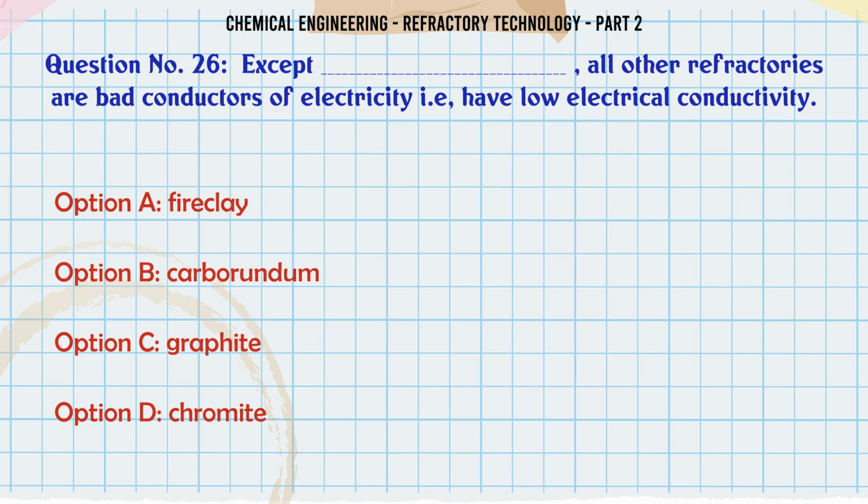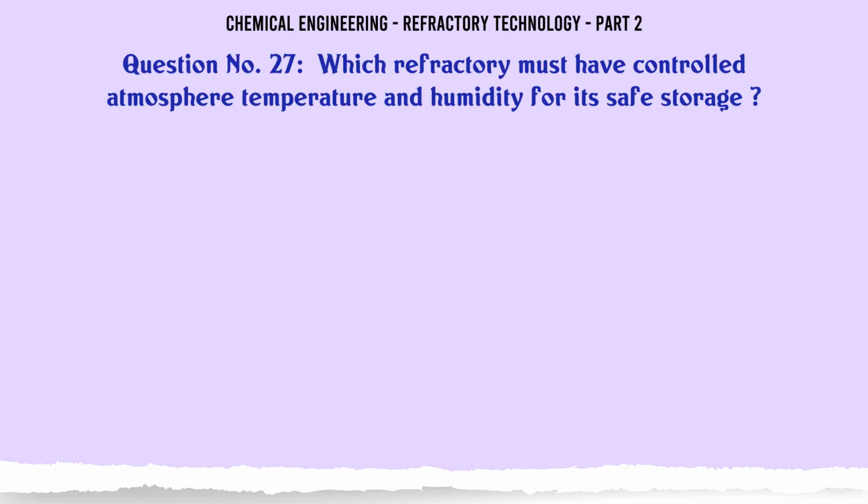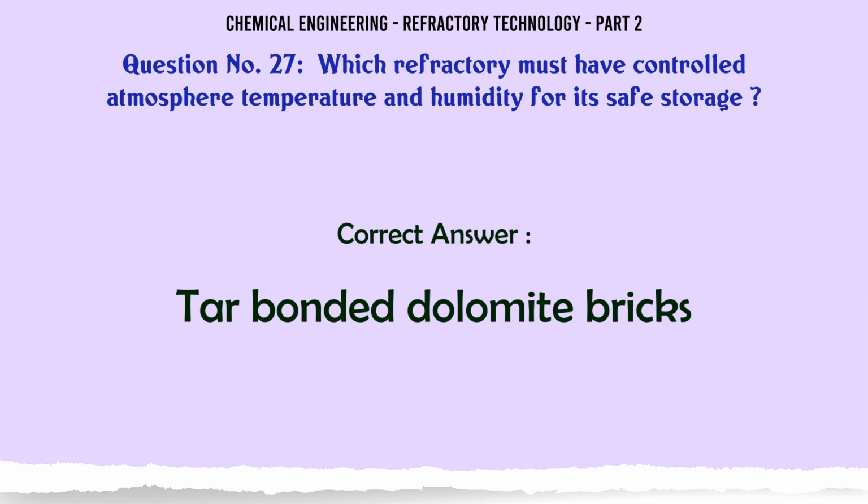Carborundum. C. graphite. D. chromite. The correct answer is graphite. Which refractory must have controlled atmosphere temperature and humidity for its safe storage? A. tar-bonded dolomite bricks. B. fireclay bricks. C. mullite bricks. D. magnesite bricks. The correct answer is tar-bonded dolomite bricks.